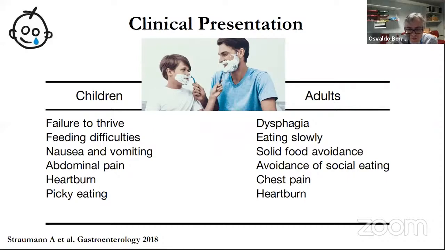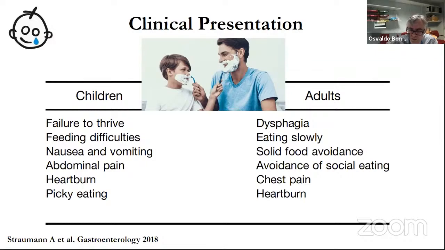About the clinical presentation, in young children we have mainly failure to thrive and feeding difficulties. We can also have nausea and vomiting. Those symptoms are generally associated with gastroesophageal reflux, but in some cases it can be refractory. Then we have abdominal pain, heartburn, and picky eating.